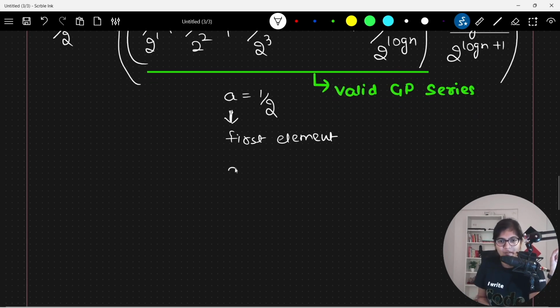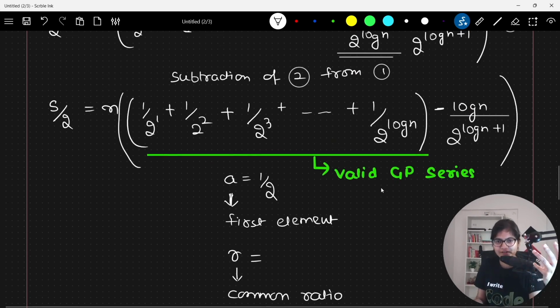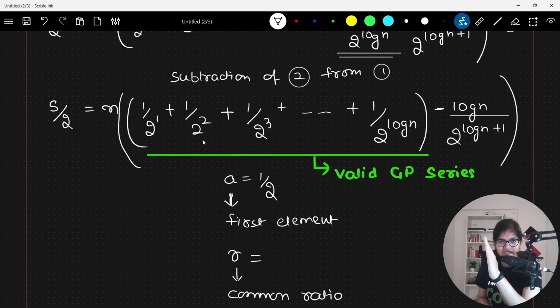After that, what is the common ratio? R, which we called as common ratio. It is something which is equals to 1 by 2, because how we calculate the common ratio? The division between the consecutive two terms.